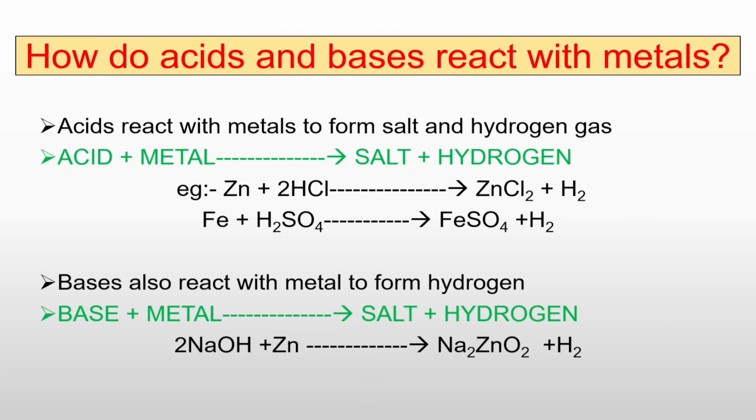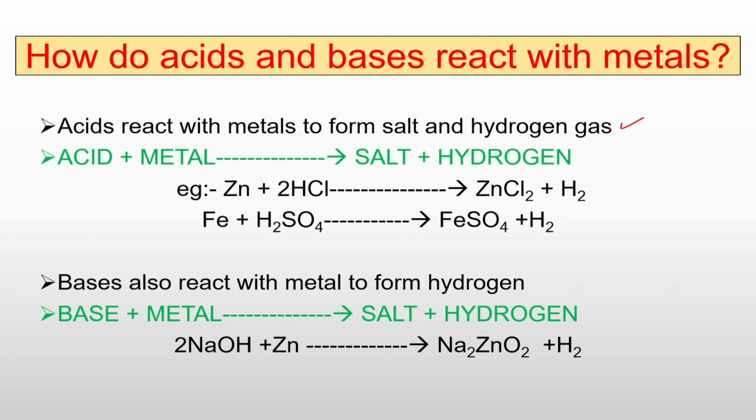Okay, now the core part of the chapter is how acids and bases react with metals. Even in the last chapter we discussed this part, in displacement reactions. When any acid reacts with a metal, it displaces the less reactive one. So we have ZnSO4 plus H2. We already know, we have this idea. Let us see how.